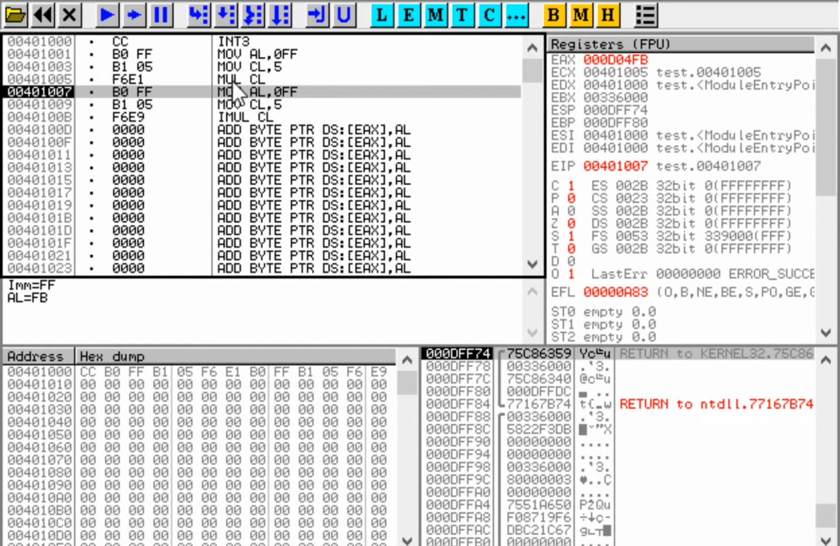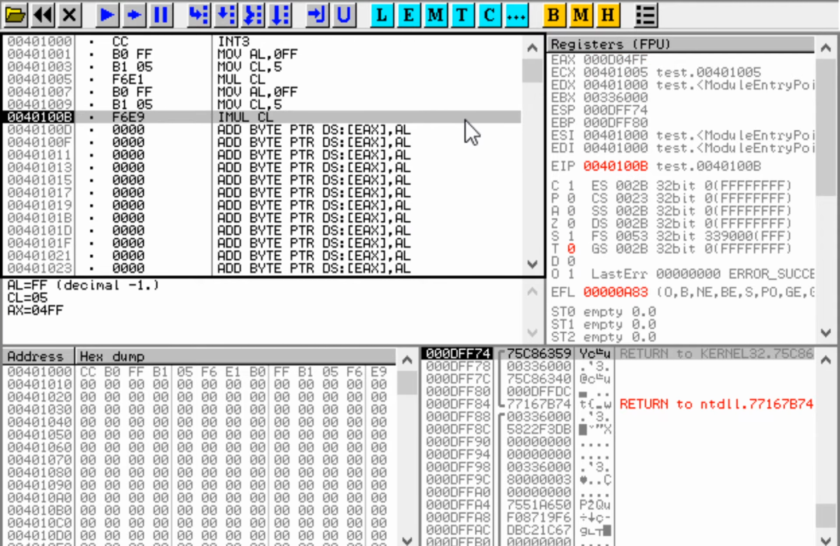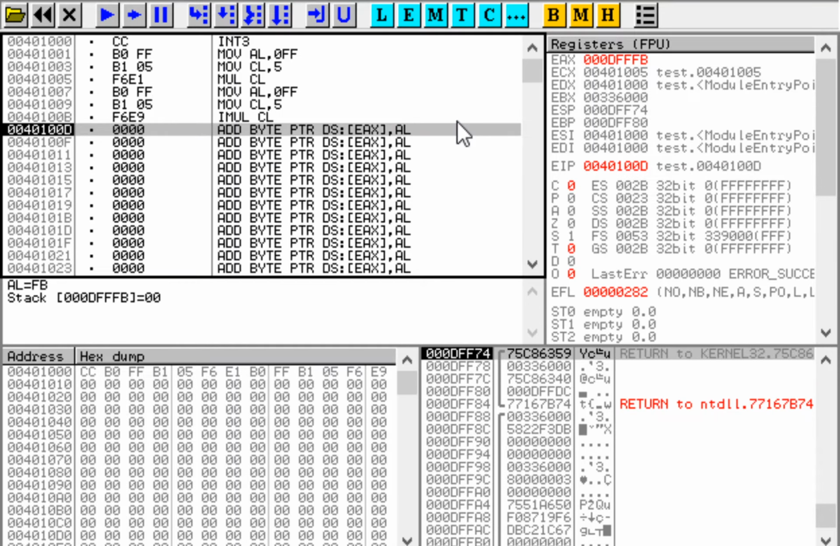For unsigned multiplication, the correct extension would be zero extension, so carry is set when the upper half is not all zeros. And in case of imul, the signed multiplication, the upper half needs to be the correct sign extension, otherwise carry and overflow are set. So let's now execute the imul instruction. And we have again FB in the lower half, both FF in the upper half, and there is no overflow.